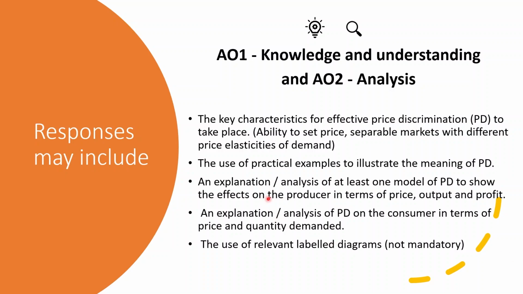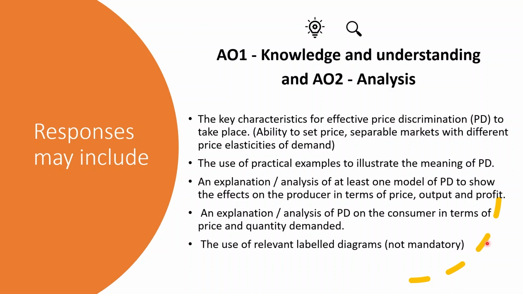Now, another thing they expect us to write is an explanation or analysis of at least one model of price discrimination to show the effect on the producer. So let's analyze a model of price discrimination to see how it impacts a producer. Now, suppose a producer segments the market into two groups based on price elasticity. For the group with more elastic demand, the price is set lower to increase the quantity sold, leading to higher overall revenue from increased sales. Conversely, he will charge a higher price to the less price-sensitive group, maximizing profit from each unit sold.